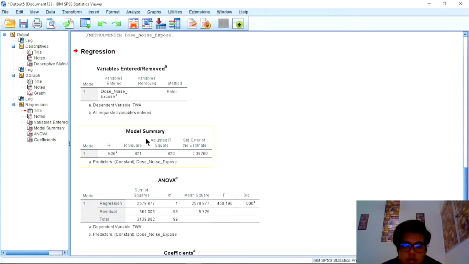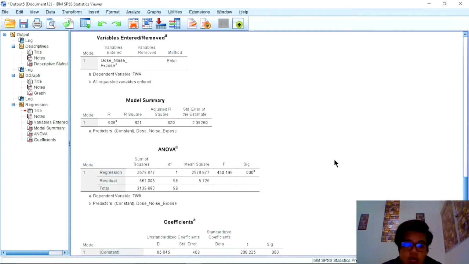So next, the model summary shows the value of R, which indicates the simple correlation, and R square, which represents the proportion of total variation in the value of time weighted average that can be explained by the regression line and the value of noise. From the data, we know that the simple linear regression model for this data has a linear relationship. It is because the value of R is 0.906. The closer the value of R to 0, the weaker the linear relationship.